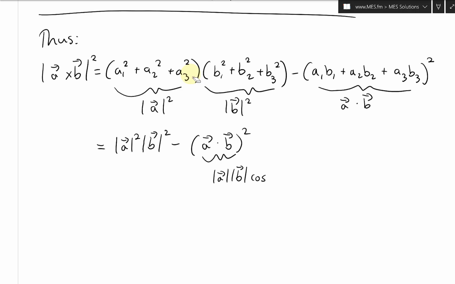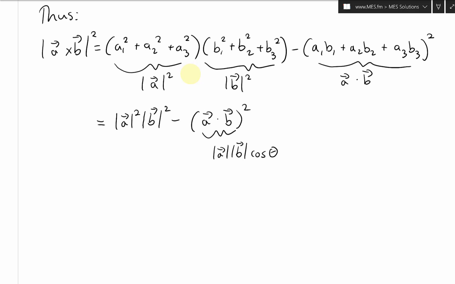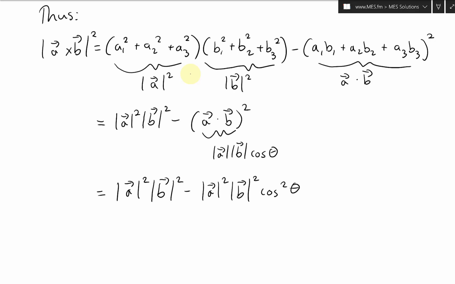That's just the dot product in its trig format, the geometric interpretation or definition. Now you're squaring it. So this equals the length of a squared times the length of b squared minus, and this is all squared, so we have to square everything: length of a squared, length of b squared, and cosine squared theta.